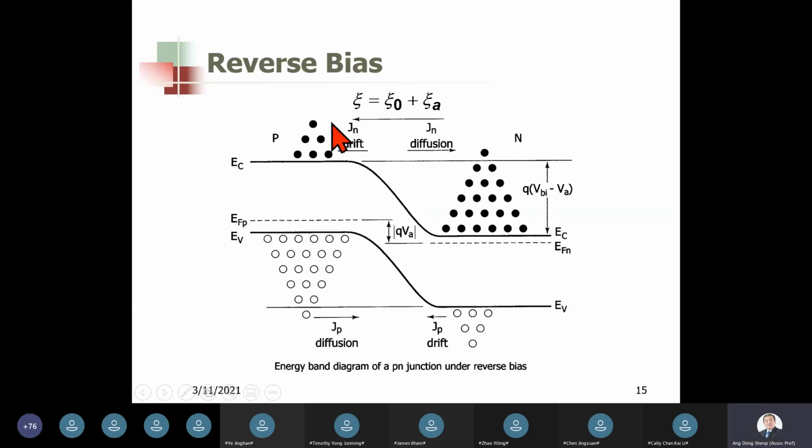Now, since electrons are minority carriers, they are very small in quantity, and therefore the current due to the drift of the electrons is very small. Similarly, holes, which are the minority carriers on the N side, can easily drift across the junction under reverse bias. Being minority carriers, the resultant flow of current is also very small. So this explains why the diode can only conduct a very small current under reverse bias condition.